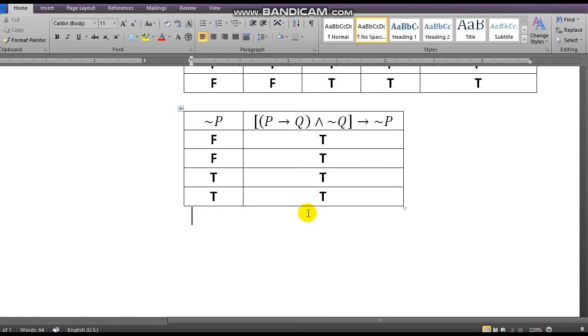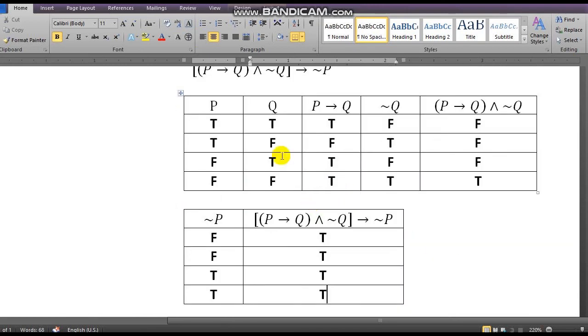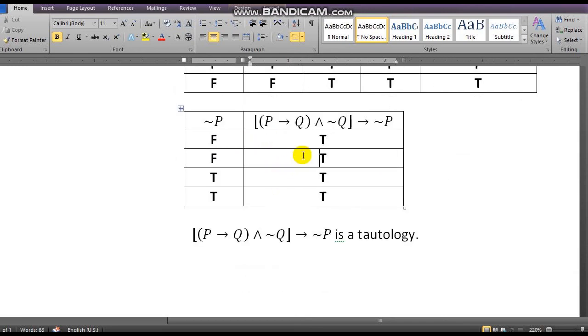This means that this statement is a tautology, since all of its values are true regardless of whether the propositions are true or false. It doesn't matter. The entire P implies Q and not Q implies not P will always be true, so it's a tautology. If this becomes all false, however, then this statement is a contradiction. And if it's a combination of true and false, then it's neither of the two.